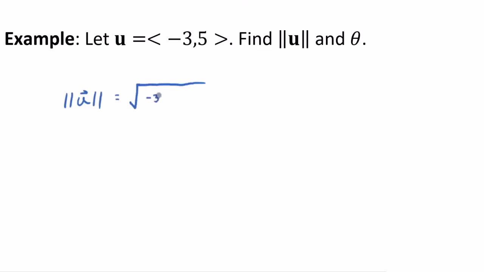Well, -3 squared, right? So that negative is going to go away. You don't have to worry about it. So plus what? Plus 5 squared. So all that's going on underneath the root. So what does that give you? The square root of? So 9 plus 25, 34. And so that's it. That's the length or magnitude of u.